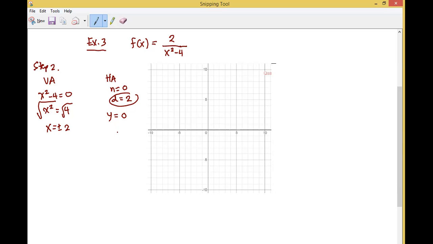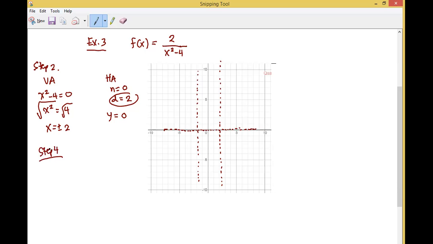Let's plot our asymptotes. Let's start with the vertical. It's 2. Could not just make this one straight. And then the other one is negative 2. Then we have our horizontal asymptote is y equals 0. So here at the x-axis. Let's go to step number 4.